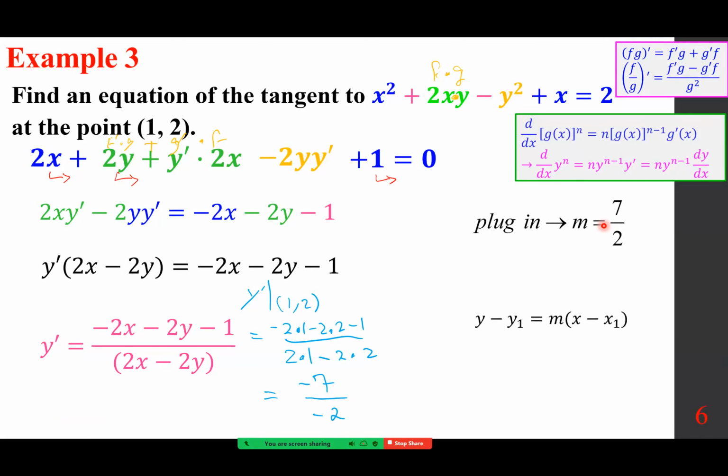So we use y minus y1 equals m times x minus x1. So y minus 2 equals 7 halves times x minus 1.